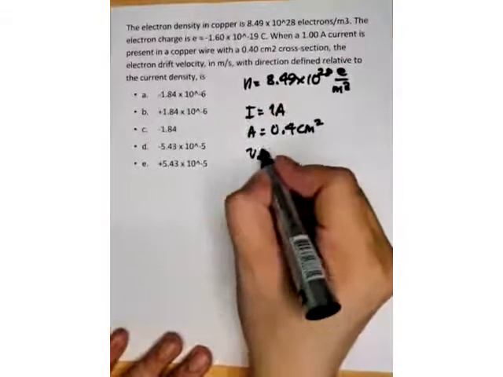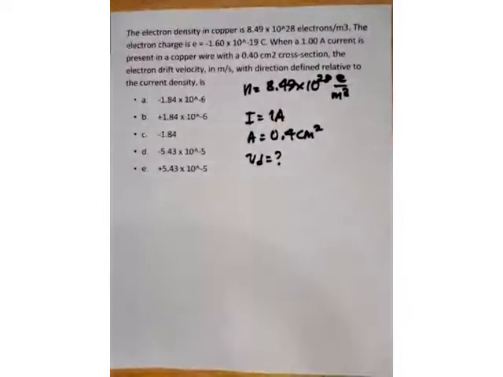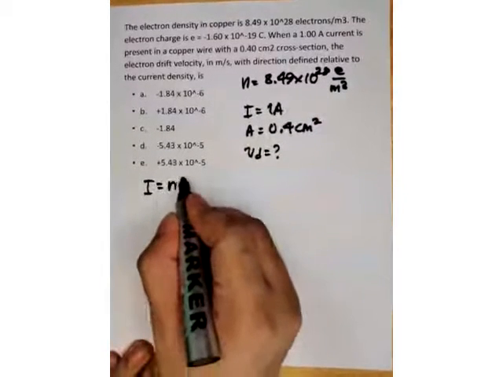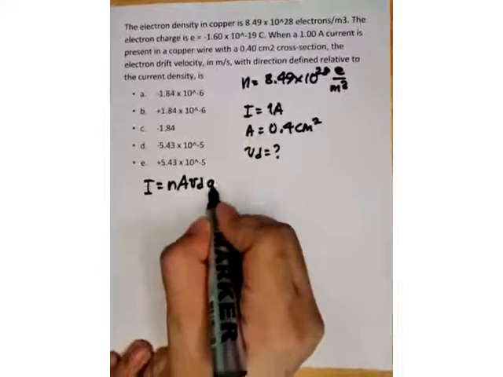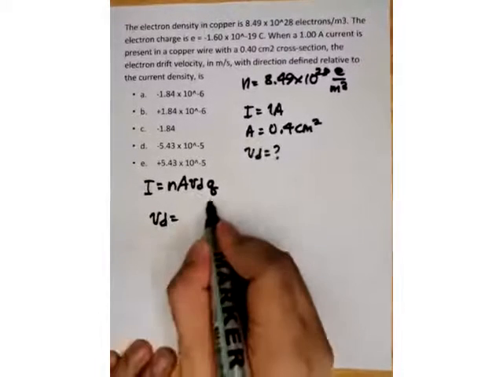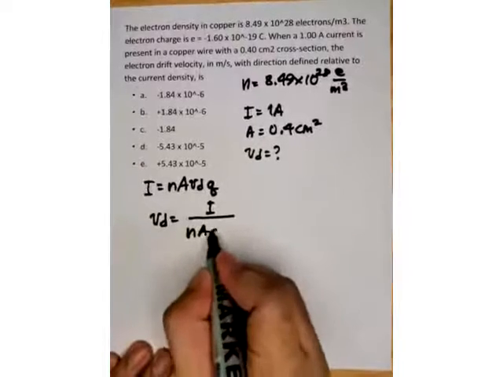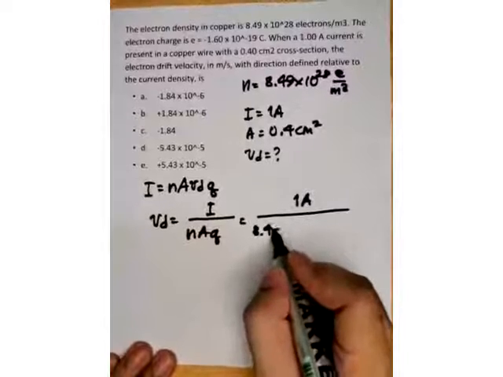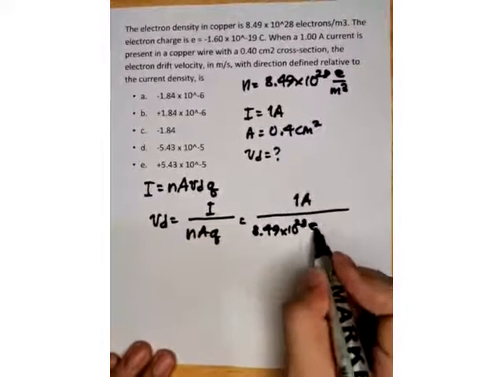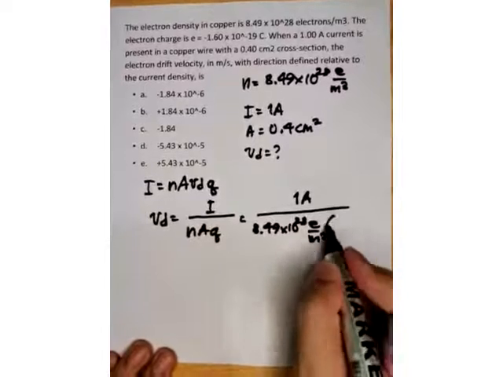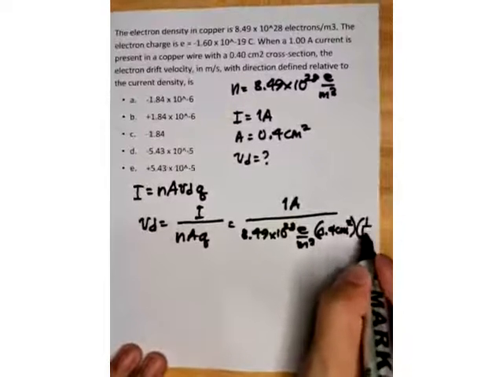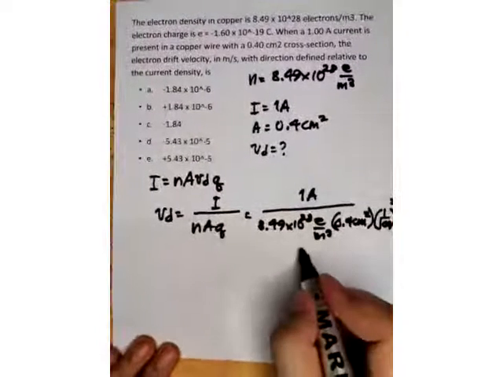Ano ang VD? Okay, so ano ba yung formula natin with nakasama ang mga to, di ba? I is equal to NAVDQ. So that means VD is equal to I over NAQ. So that's equal to 1 ampere all over 8.49 times 10 raised to 28 electron per cubic meter times the area of 0.4 cm squared. Multiply that by 1 over 100 squared times negative 1.6 times 10 raised to negative 19.